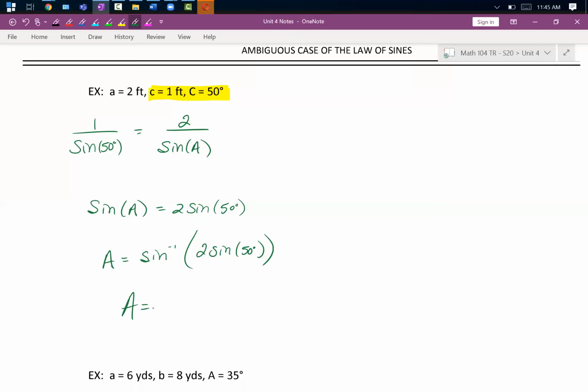Anybody get an answer? I want the answer you're getting. I know what it is. And be confident with that answer. I got a domain error. Anybody else get an error?